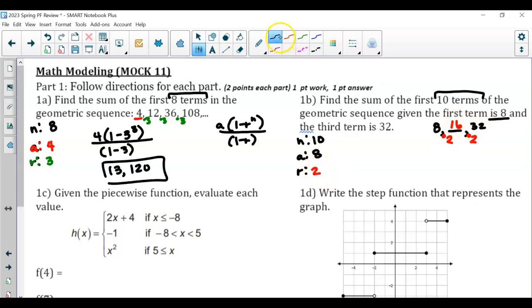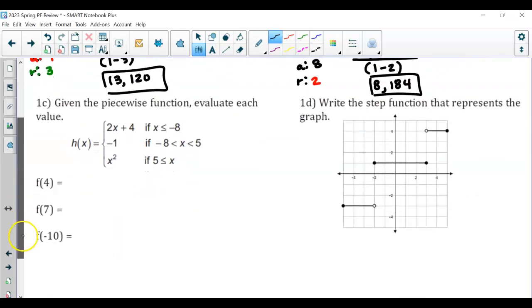That is our R. So again, setting up our formula, 8, the first number, times 1 minus 2 being raised to the 10th power. Then again, 1 minus 2. Putting that in the calculator, you get 8,184. So now 1C and 1D have to do with our piecewise and step.